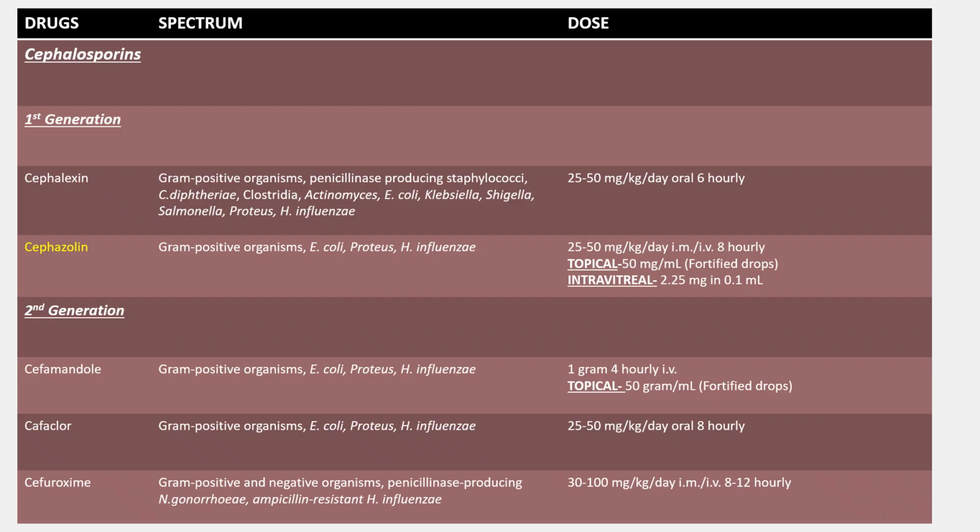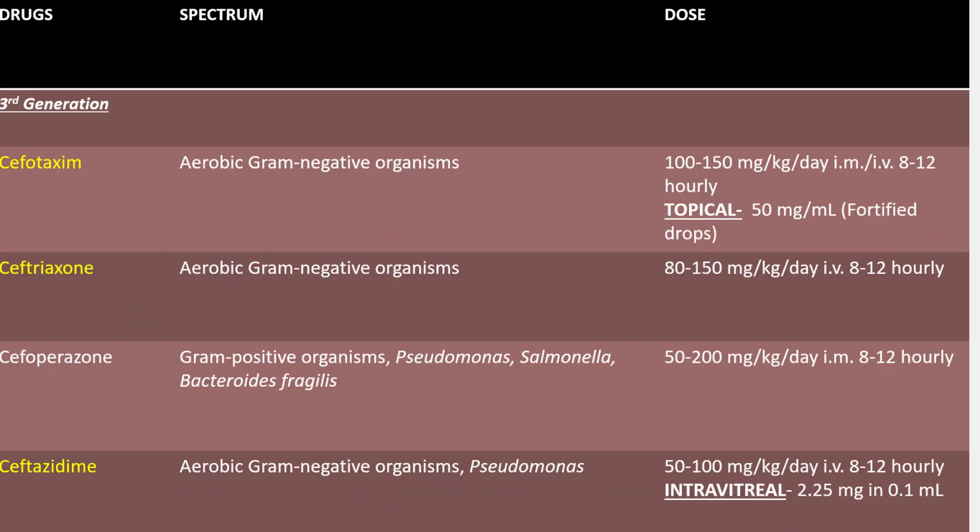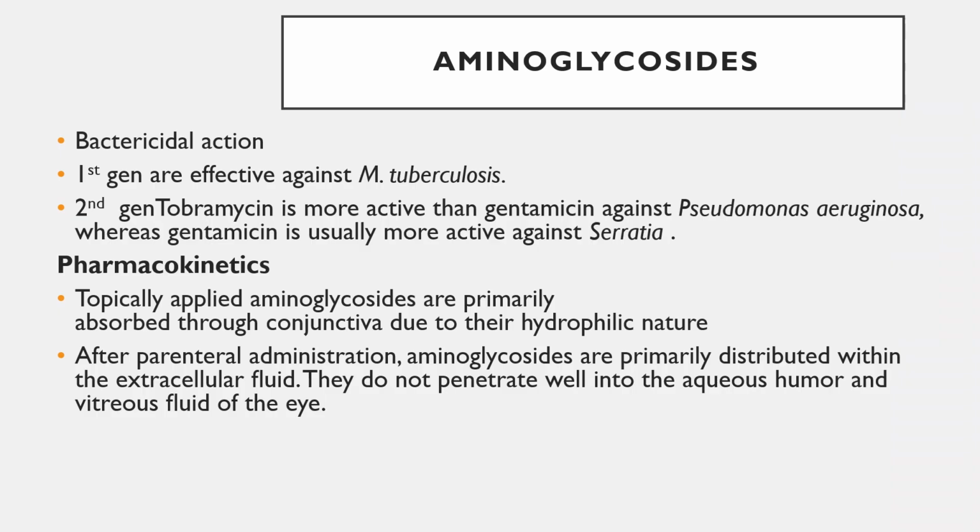This is the summary table of first and second generation cephalosporin. This is for third generation cephalosporin. Here we can see that ceftazidime is also available in the intravitreal preparation, and cefotaxime is available in topical fortified drops preparations. Then comes aminoglycosides.